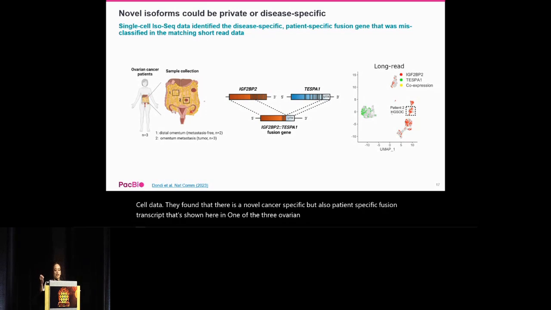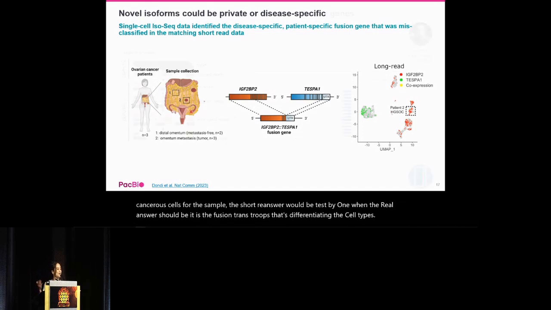What's interesting is that when they looked at the matching short read data that was generated, this fusion never showed up. It actually misclassified every read as being TESPA1. So when you did a differential expression test and asked, what's the most distinguishing gene between the cancerous cells and the non-cancerous cells for the sample, the short read answer would be TESPA1, when the real answer should be that it is the fusion transcript that's differentiating the cell types.